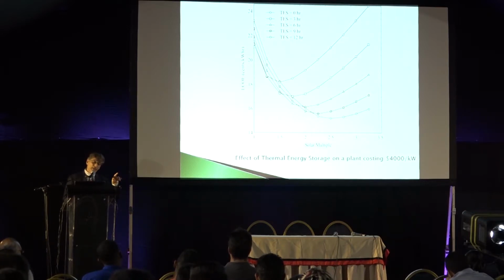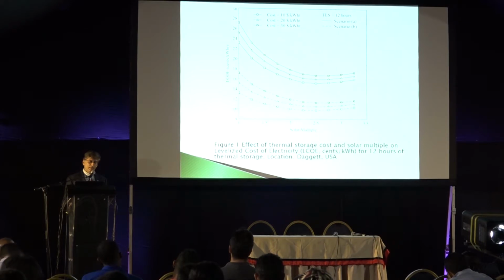So the levelized cost of energy, this is just one example at a very high cost of solar power plant, and the cost of solar power plants, even thermal power plants, has come down to where, for example, if you add 12 hours of thermal energy storage, the levelized cost will come down to about this much. So now the question is, how do we do thermal energy storage?